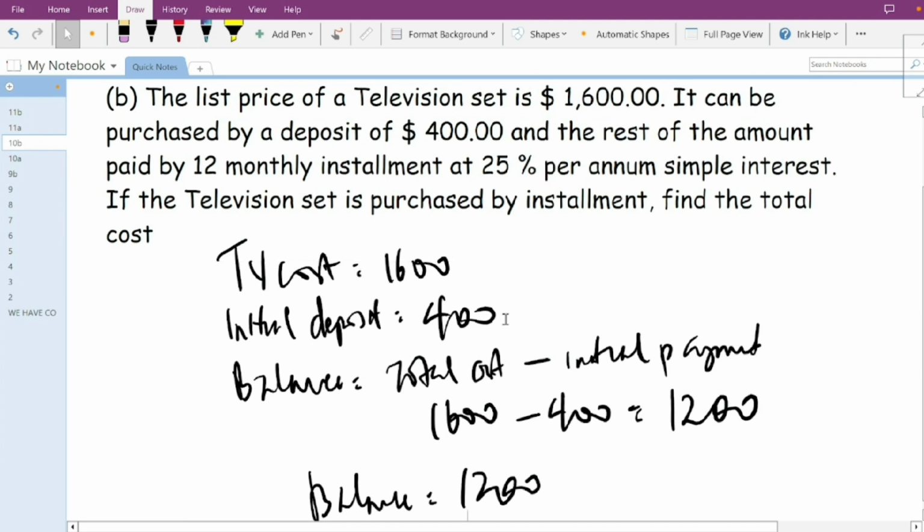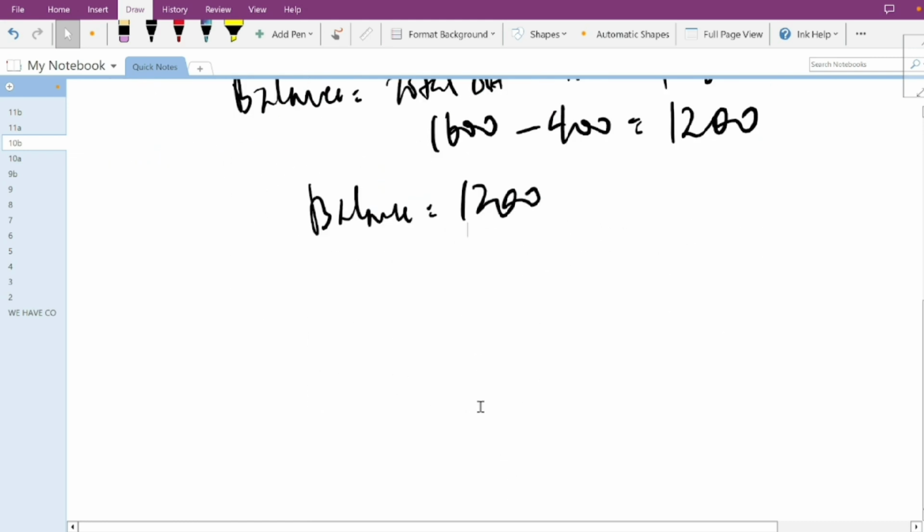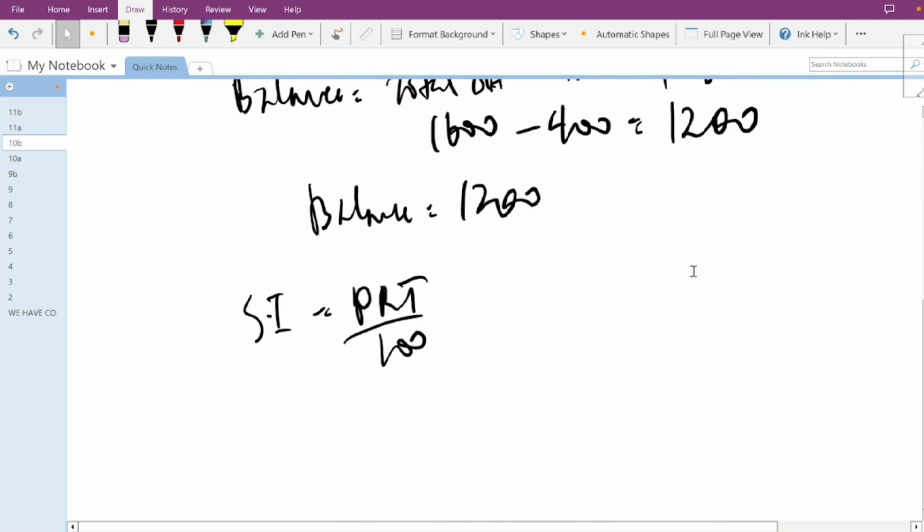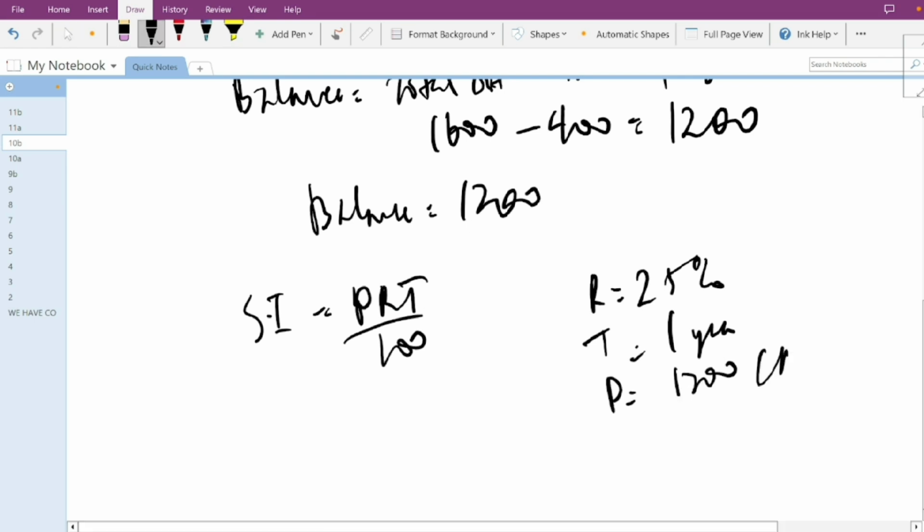Now, if it's going to be paid by installment, that means it's going to be paid with an interest of 25%. So we have to find 25% of the balance to be paid. The formula for simple interest is SI equals PRT over 100. We know it's going to be paid in 12 monthly installments, that's a year, at a rate of 25% per annum simple interest. So our rate is 25% per annum. The time is just 1 year, and it's on simple interest. The principal, which is the balance, is 1,200. You can call it the principal, also known as the balance he is supposed to pay.